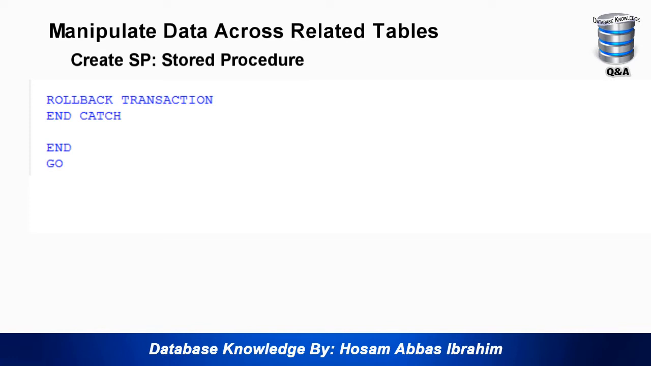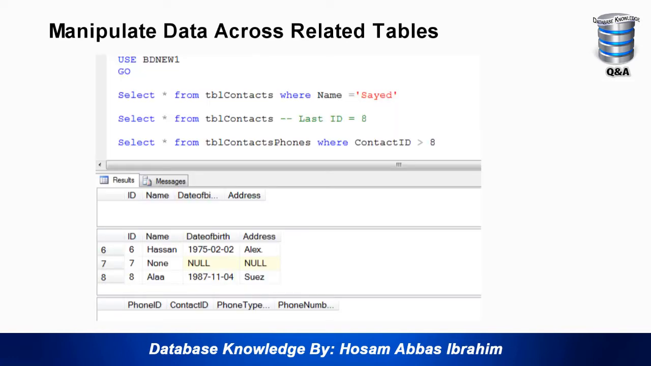So let us try that. First, let us make sure whether Said exists in the TBL contacts or not. Here is a simple select. We don't have him. Okay, and the last contact ID I have in the contacts phone was number 8. So Said does not exist at all.